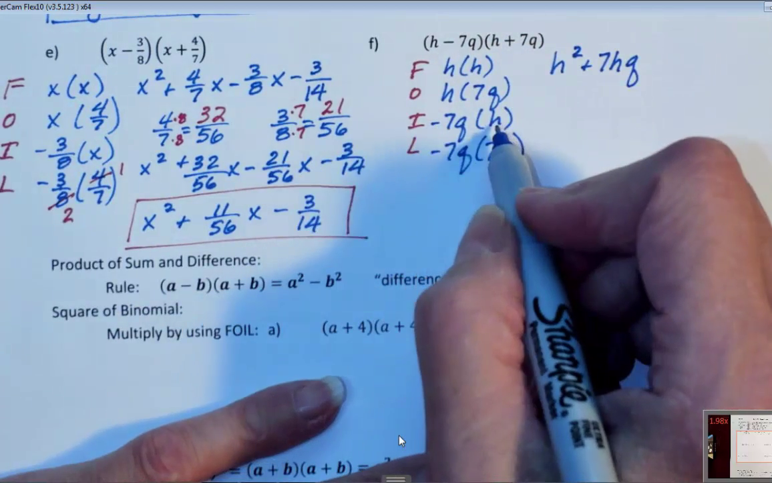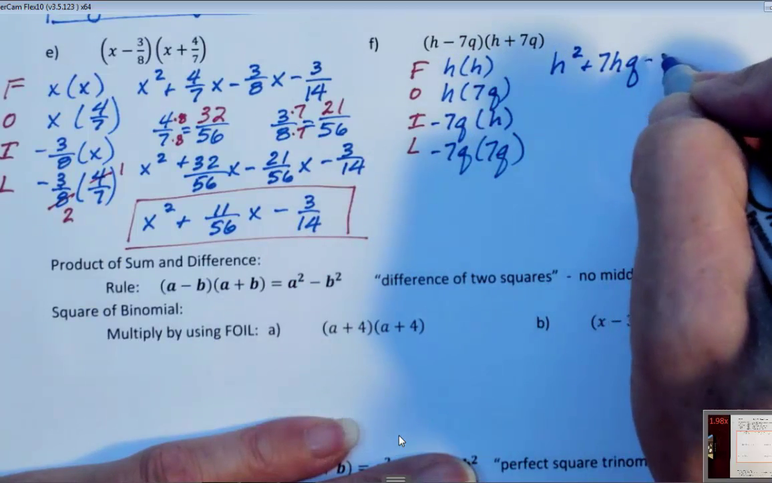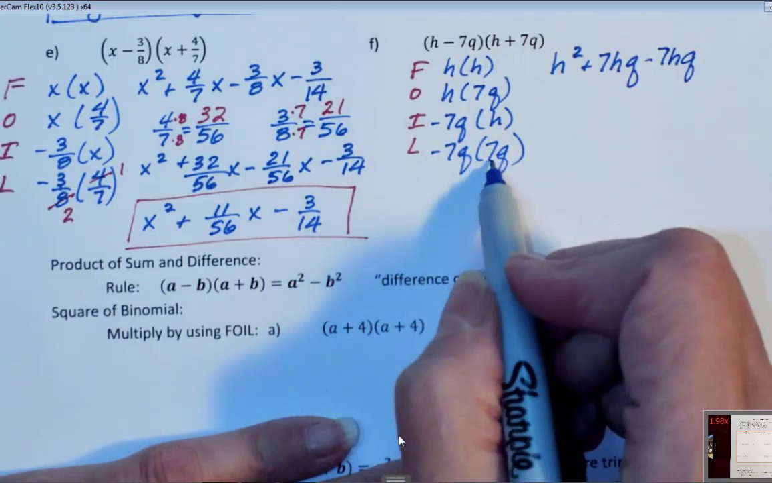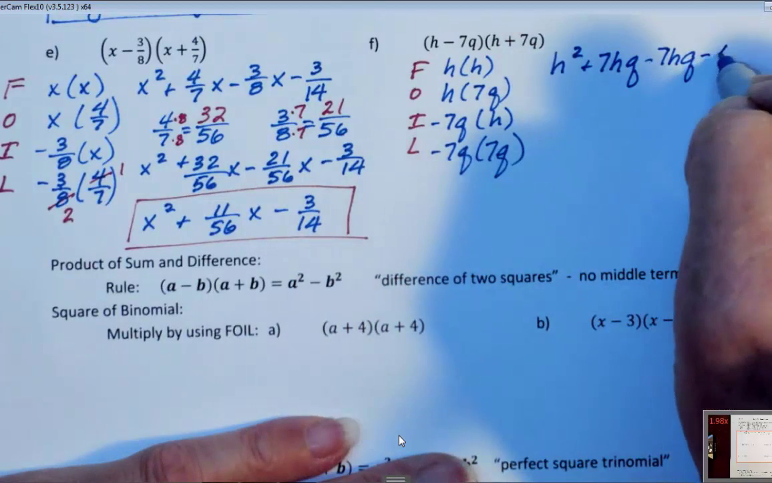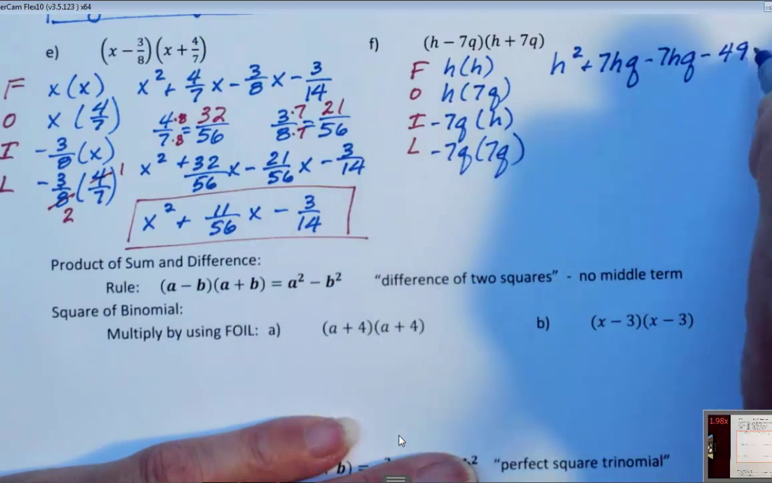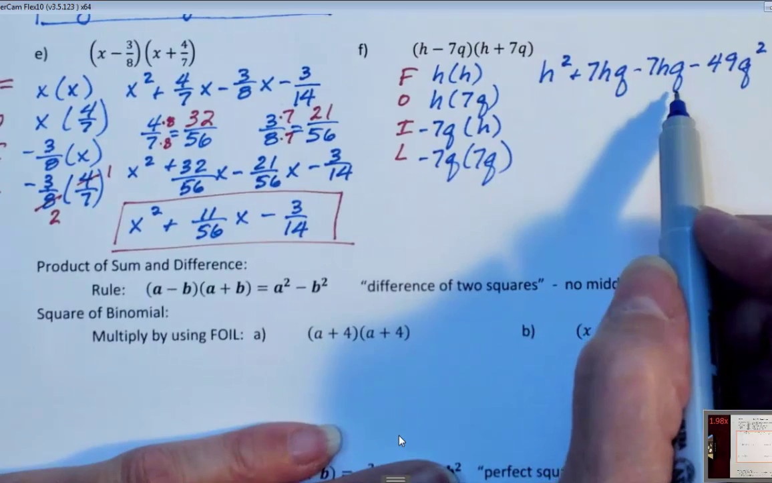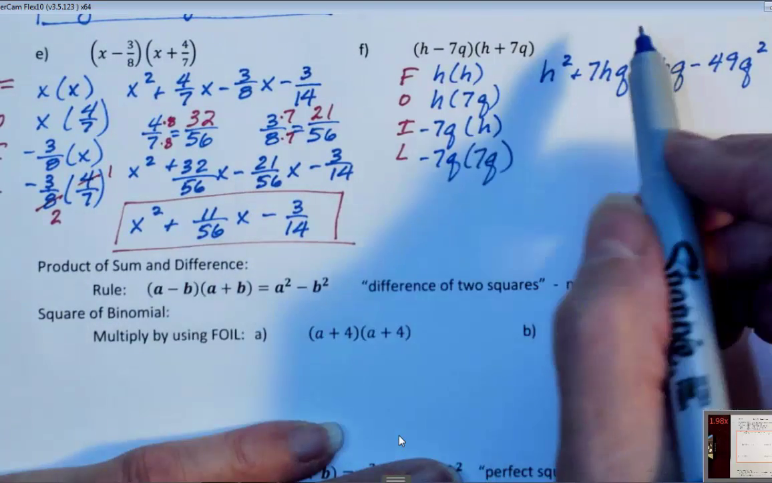Then this next one, again, I'm going to write it in alphabetical order. It will be a negative 7HQ. And then the last one, negative 7 times 7 is 49, and it's going to be a negative 49. Q times Q is Q squared. Notice my middle terms. Again, if you write them in alphabetical order, it makes it easier to see if you have like terms. We do.